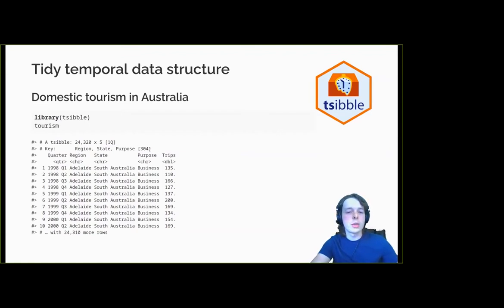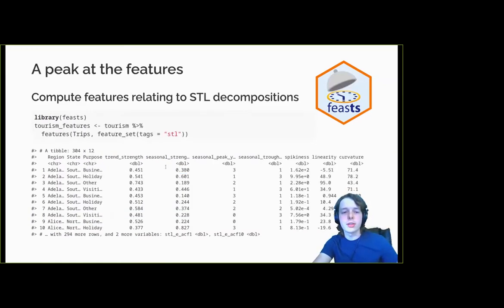So in this case, we have combinations of regions and states, and also the purpose of some domestic tourism in Australia. So in 1998 quarter 1, there were 135, I think thousands is the units here, trips domestically for business trips to Adelaide, which is in South Australia. In total, 304 time series in this data set. Not the focus of the talk, but I think it's useful to understand the data a little bit.